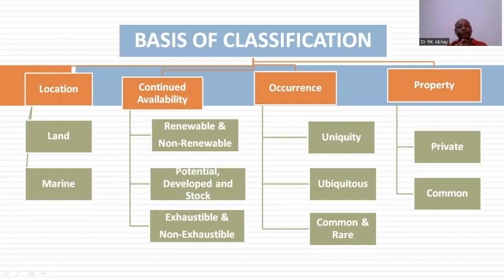Based on occurrence, resources are also classified into three categories. Ubiquitous means found everywhere, and common or rare means they are either very common resources or found only in very particular places. Based on property, resources are of two types: private resources and common resources. Common resources, like land, are easily available to all of us. Private means the resources of individual people.